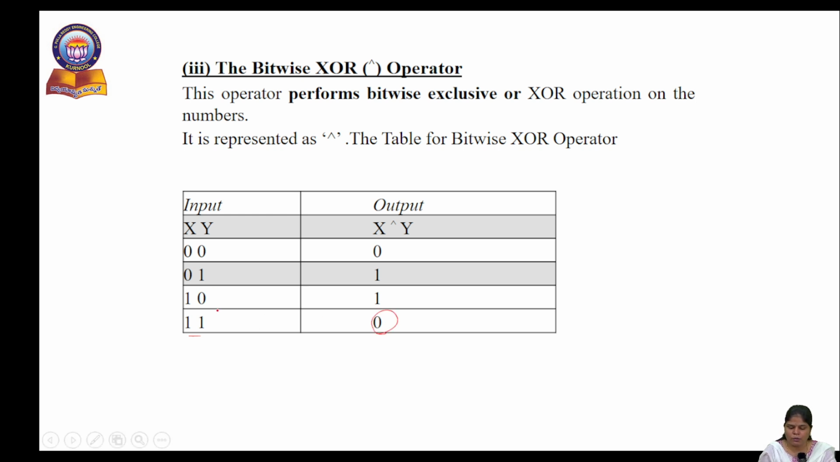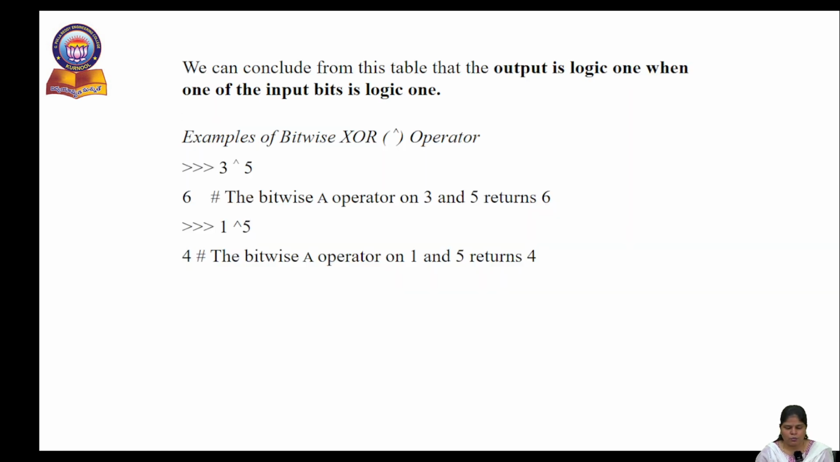If both the bits are same, that means here the first bit is 0, second bit is 0, the output is 0. The first bit is 1, second bit is also 1, so the output is 0. Otherwise, what? Otherwise 1, right? If both the bits are same, it will give the output as 0, otherwise it will give the output as 1. So 3 cap 5.